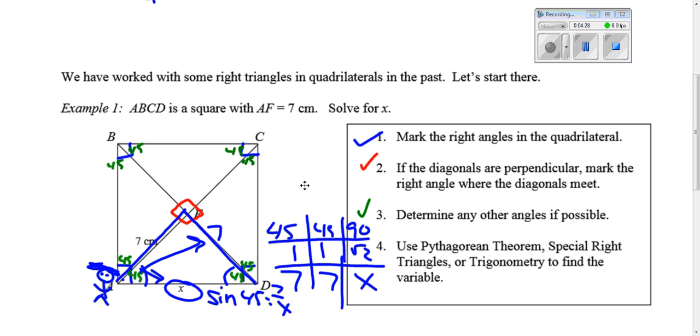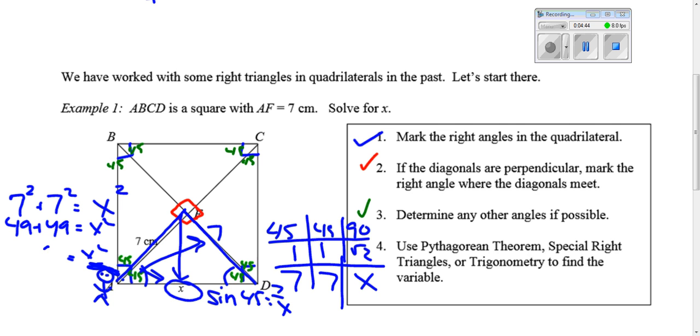Any method you want is fine. Okay, I'm going to use Pythagorean theorem. Doesn't matter to me what you use. Key thing is I'm finding the hypotenuse. It's the one across from the 90-degree angle. So 49 plus 49 equals x squared. X squared equals 98. I take the square root of both sides, so I get the square root of 98. Or if I simplify this, I would get 7 radical 2.